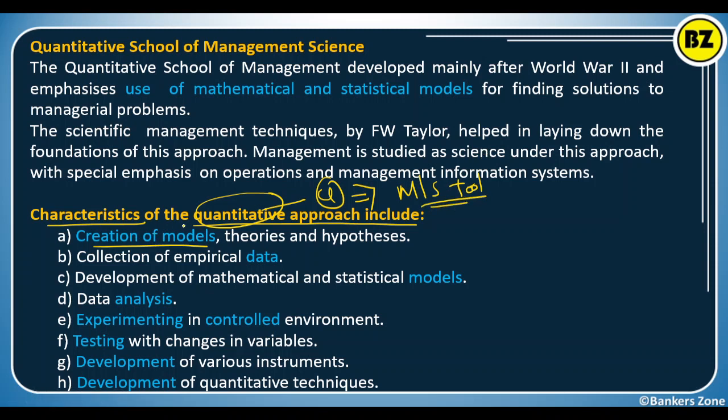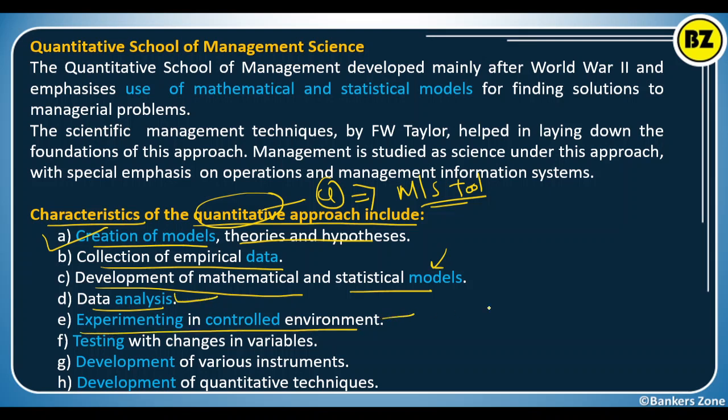So what are the characteristics? First is the creation of the model. You need to create the model or the theory or some hypothesis. Then you should collect the data. Then develop the mathematical and statistical model. Then data analysis should be done. Then experimenting: you have to do the experiment, but in a controlled environment, right? Then testing should be done with changing variables. Then development of various instruments based on the testing, and lastly development of the quantitative techniques which you have used.